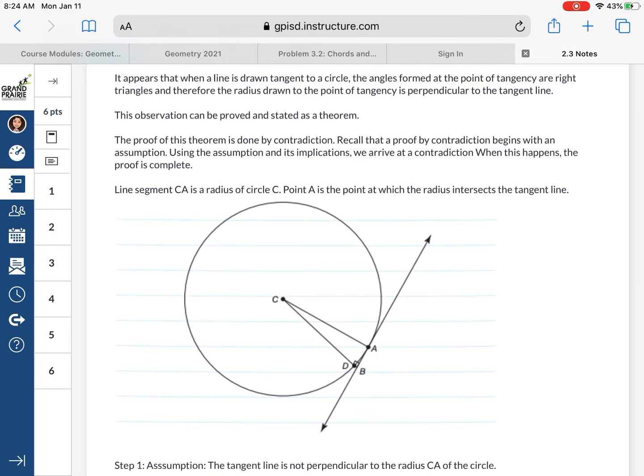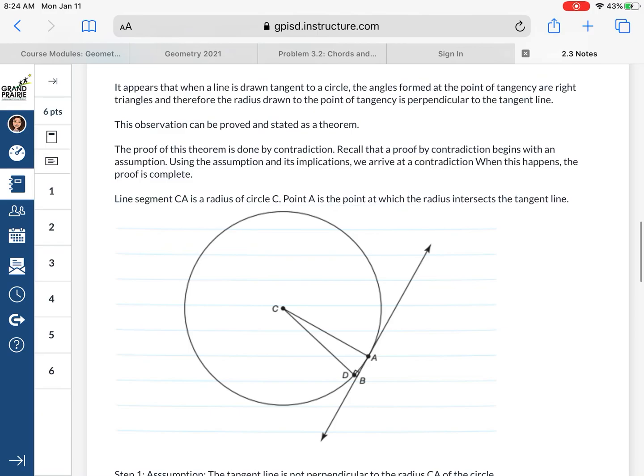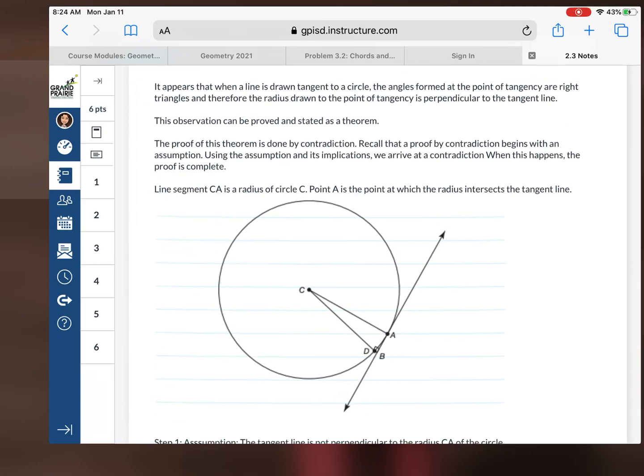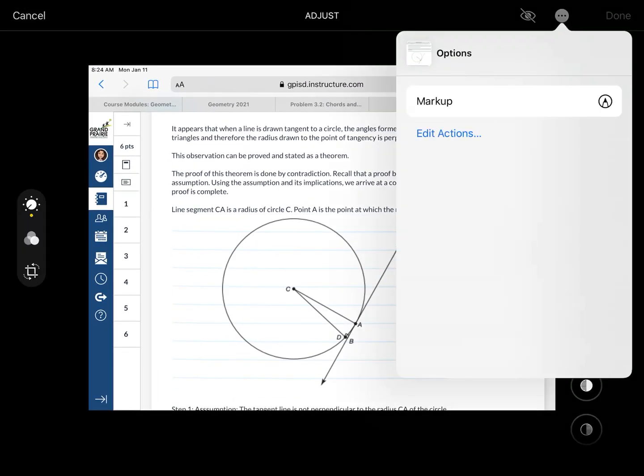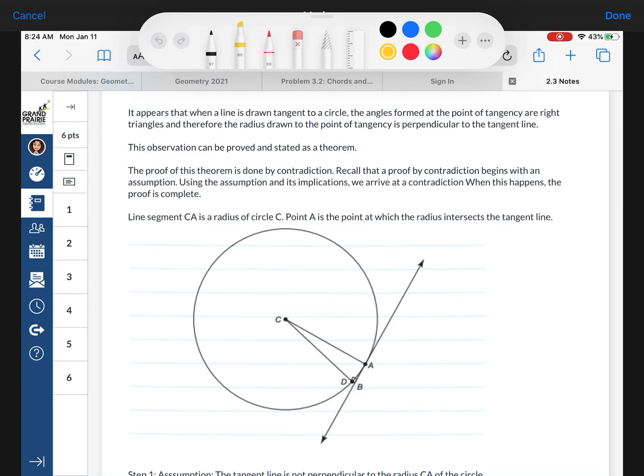Here we have a tangent line as the picture drawn. We have a radius from point C to A. I'm going to go ahead and highlight this information for you all as well, because for all of those who are visual learners, they need to know what I'm referring to. So it says when a line is drawn tangent to a circle, and this is the tangent line, I just highlighted the tangent line, the angles formed at that point of tangency. Remember, the point of tangency is this point A.